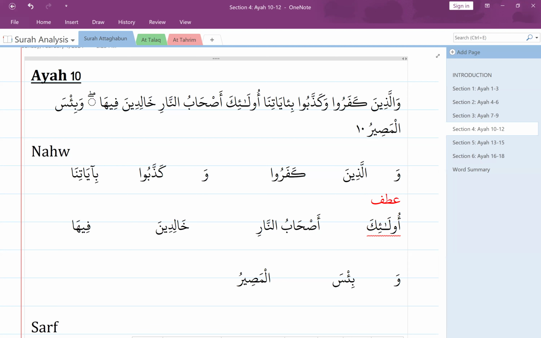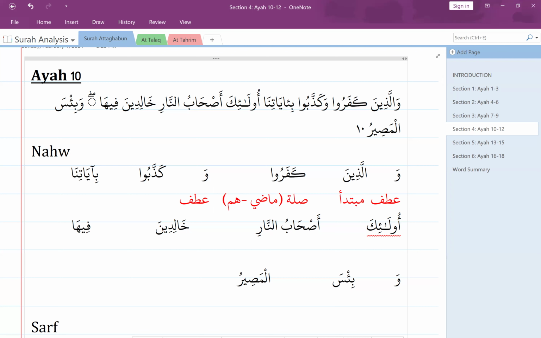Al-ladhina is an ism mawsul, which will form our mubtada. Then we have the silatul mawsul: kafaru. Kafaru is a fi'l madi, and hum is the zamir fa'il, the inside doer pronoun. Then the waw is atf again.